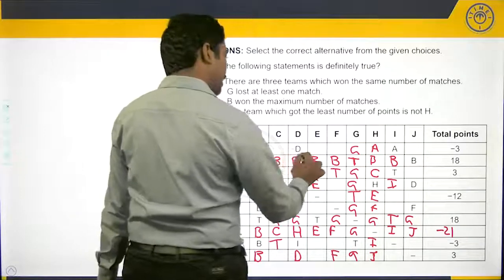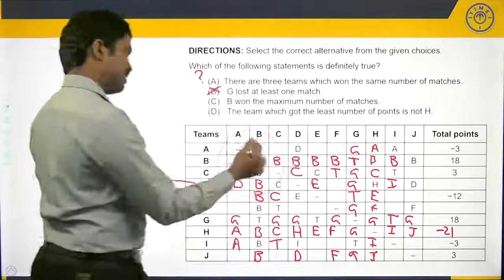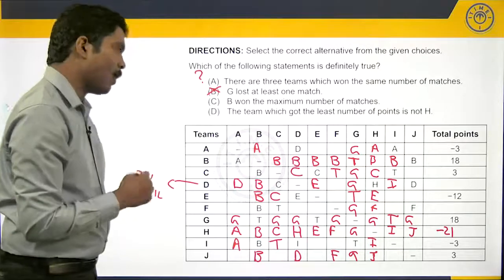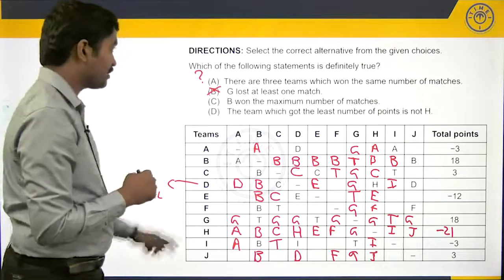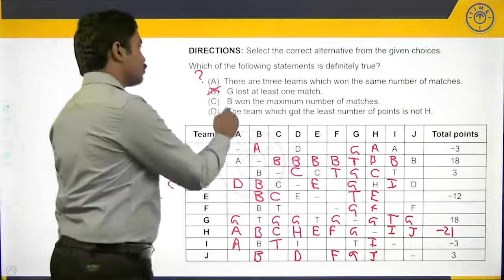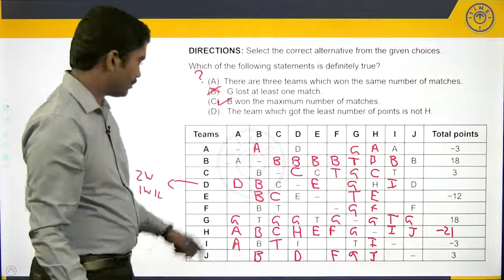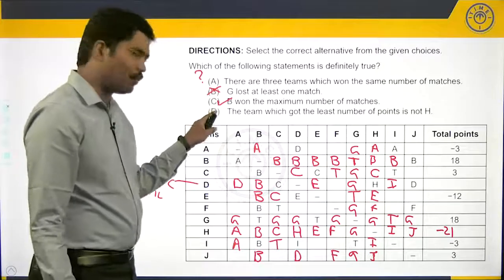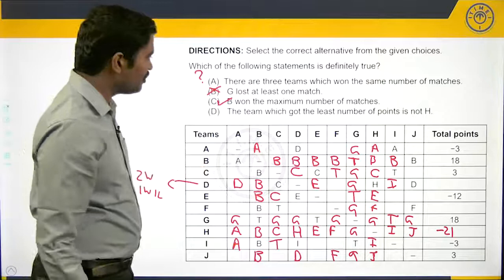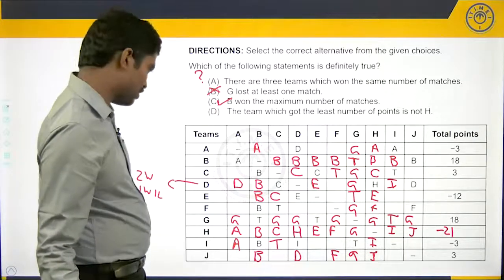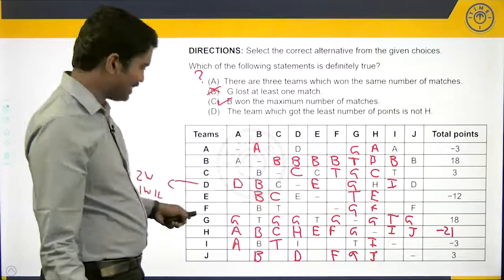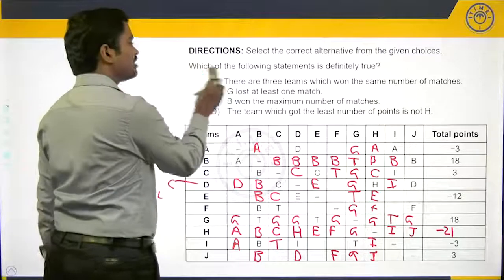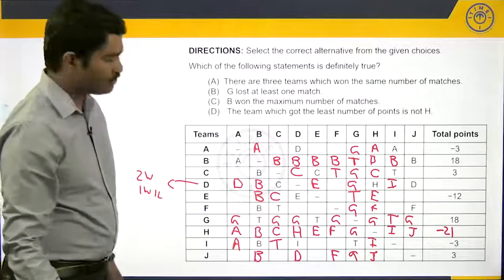So, we can see that 1, 2, 3, 4, 5, 6, 7. B won the maximum number of matches. This is definitely true. So, C would be the answer. Now, we don't have to check D. We don't have to worry about A. Now, just out of curiosity, what is D? The team which got the least number of points is not H. Sorry, the team which got the least number of points is definitely H. So, D is also false. C is true for this question.